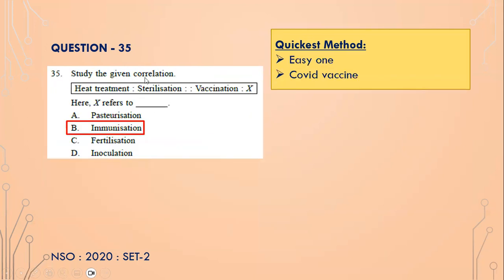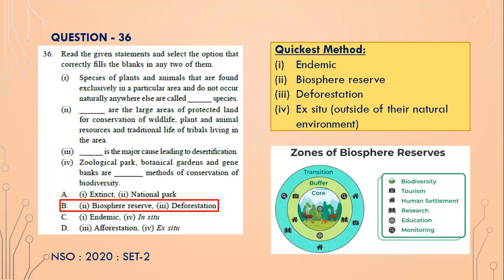Study the given correlation. Heat treatment is to sterilization as vaccination is to immunization. Easy one. Just like the COVID vaccine, it is used for immunization, to protect the body from harmful viruses, bacteria, and other diseases.